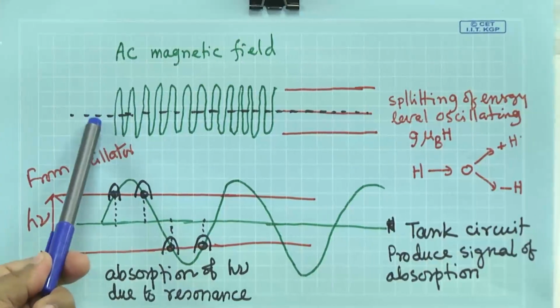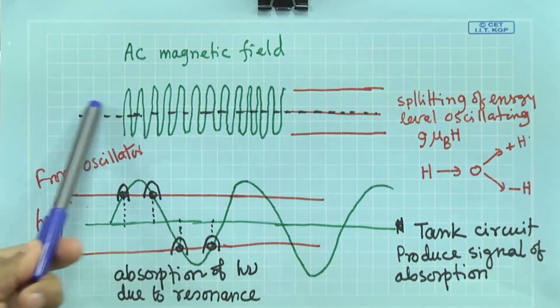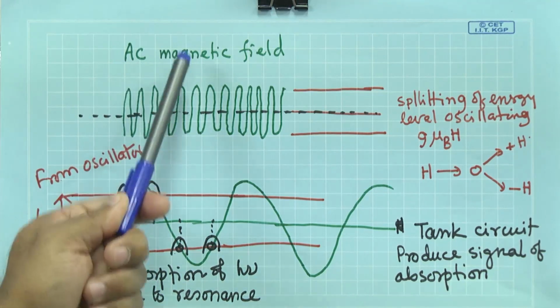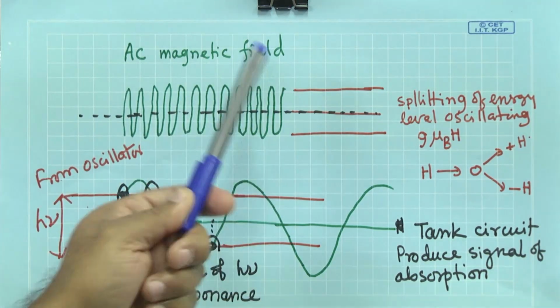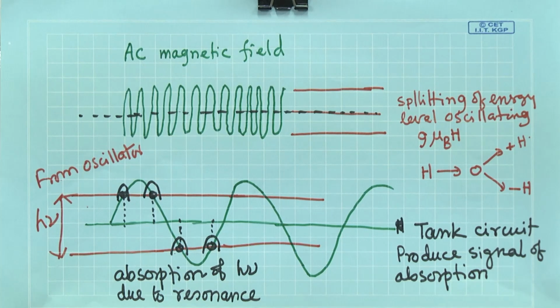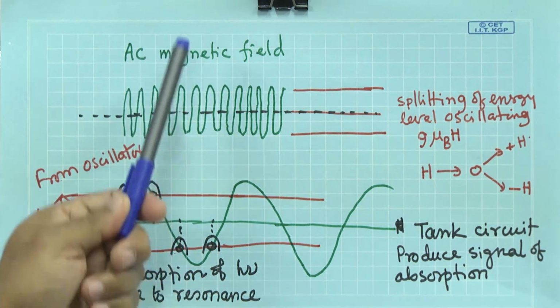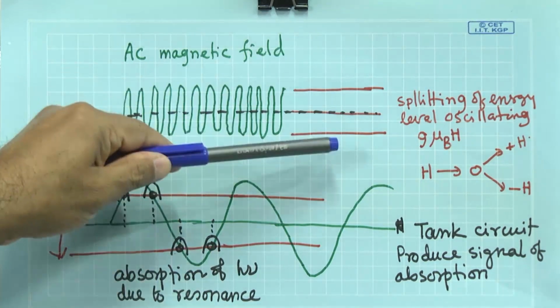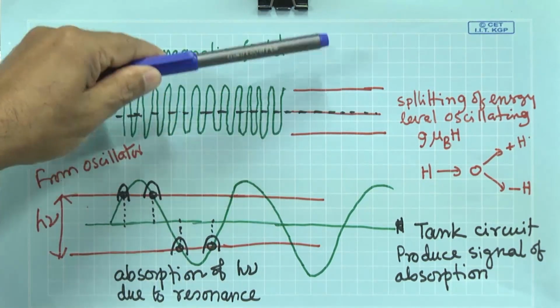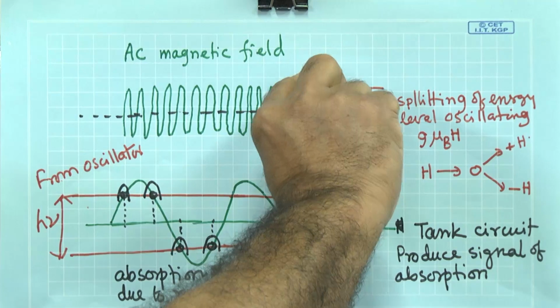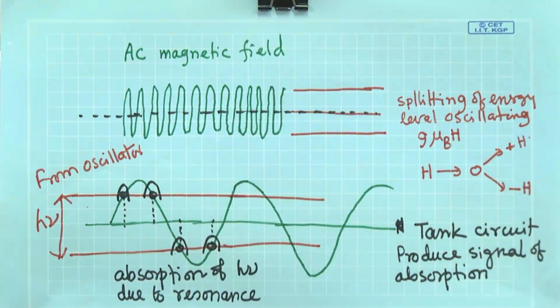As I described, there is an AC magnetic field with respect to a DC one. The AC magnetic field varies with a particular frequency. In our laboratory we generally use 50 hertz. Due to this variation of the magnetic field, the splitting of the energy level will vary.